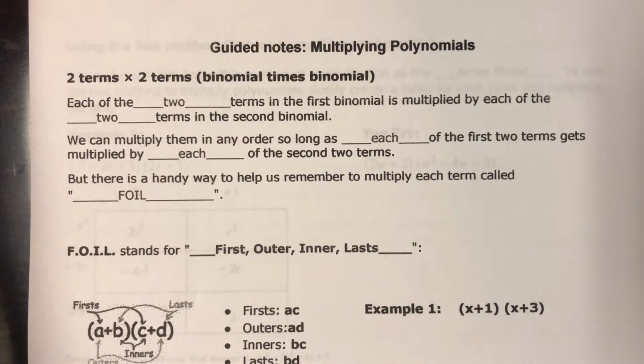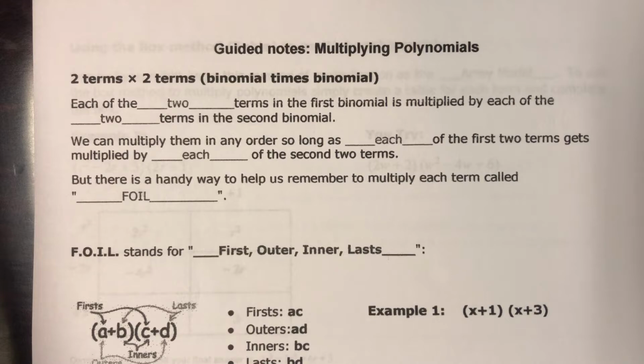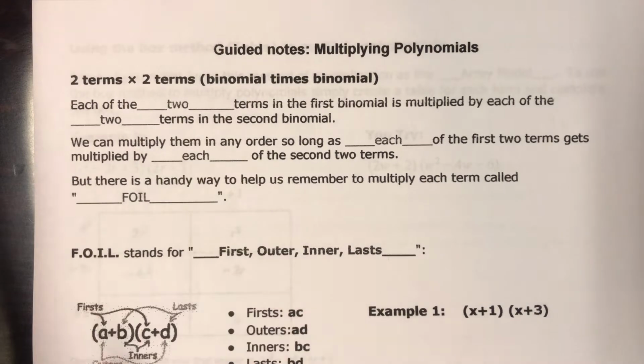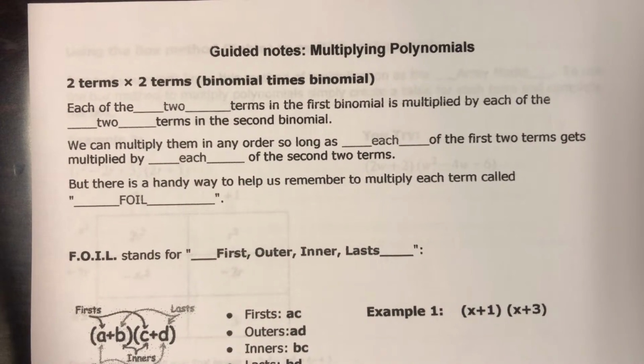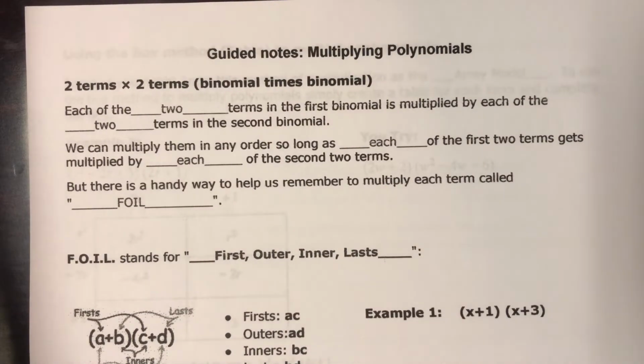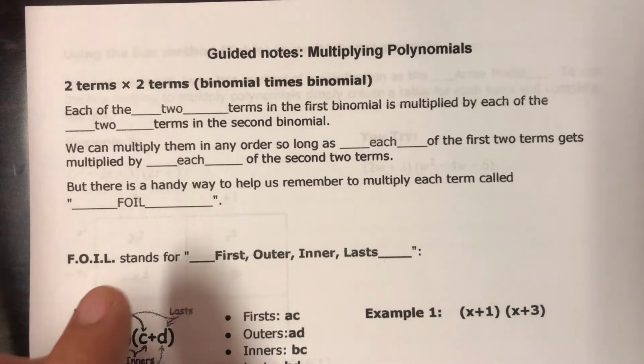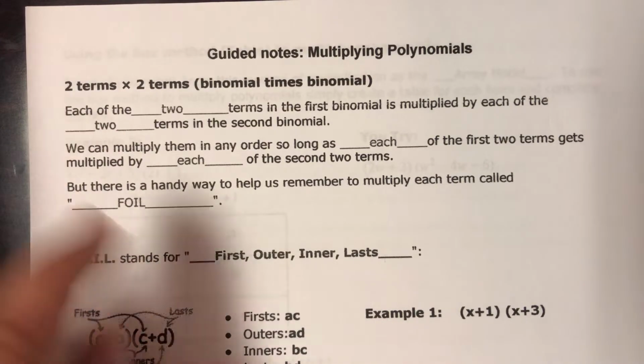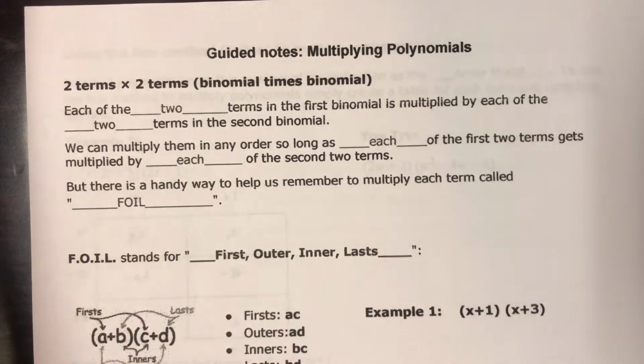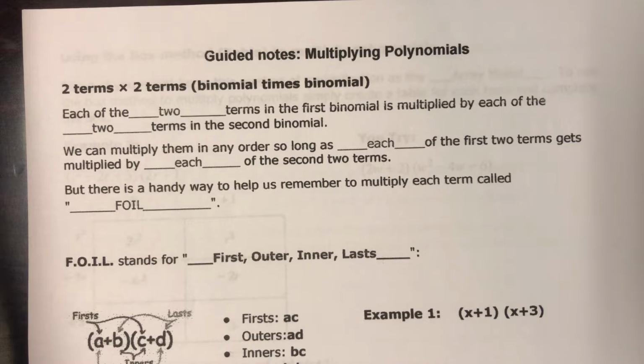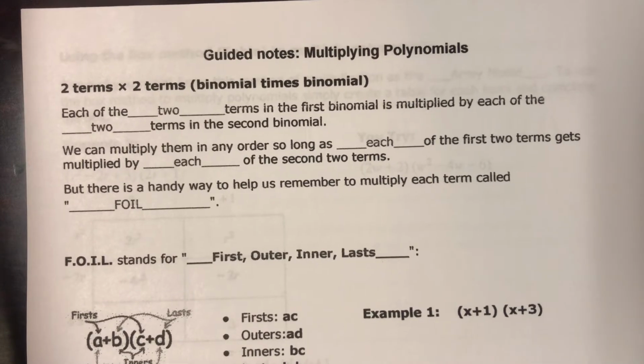These are already filled in for you, but let's just read through it really quick. When you have a binomial times a binomial, so we're multiplying polynomials, 2 terms times 2 terms, each of the 2 terms in the first binomial is multiplied by each of the 2 terms in the second binomial. We can multiply them in any order as long as each of the first 2 terms gets multiplied by each of the second 2 terms, okay?